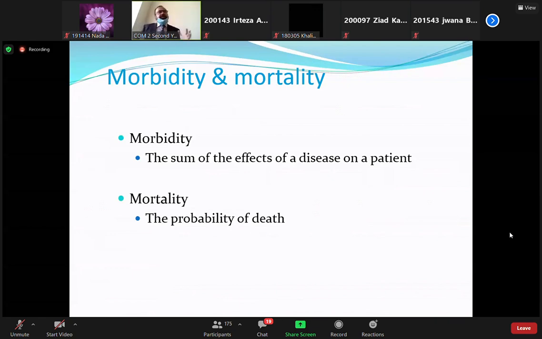Now there are a few terms which I want you to please look at. They will come probably in every section. So you should know morbidity and mortality. What is morbidity?